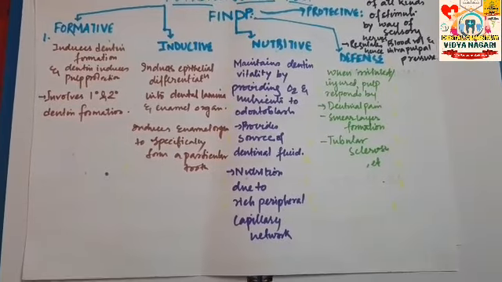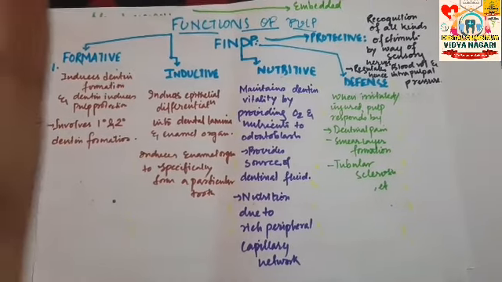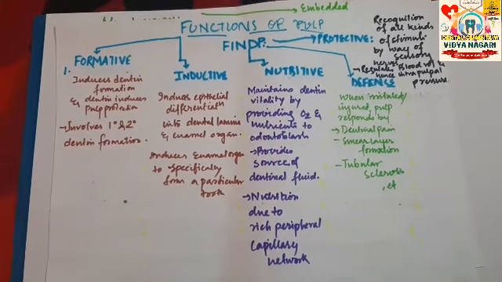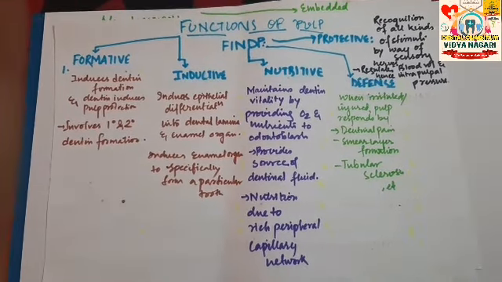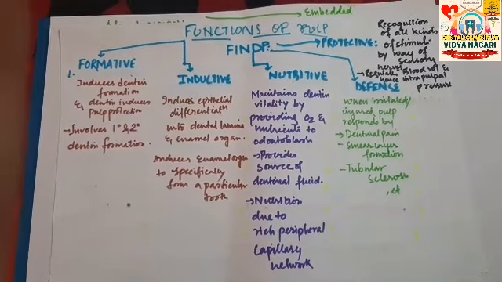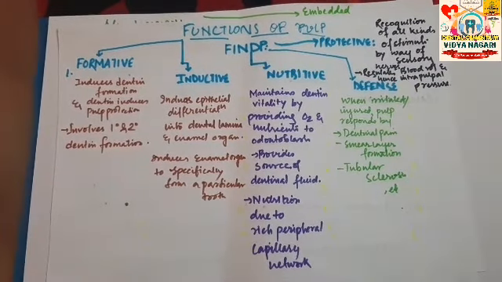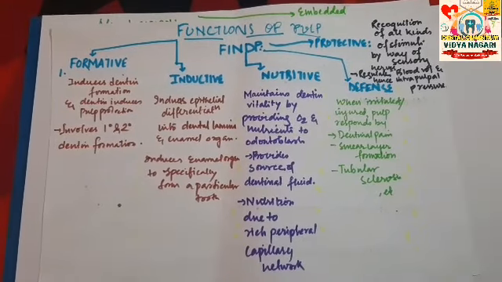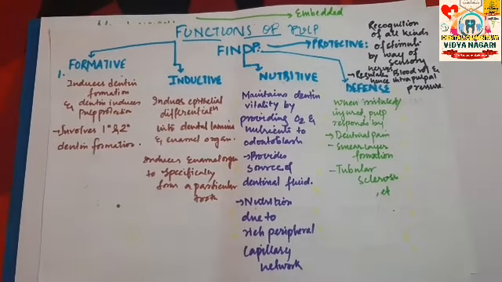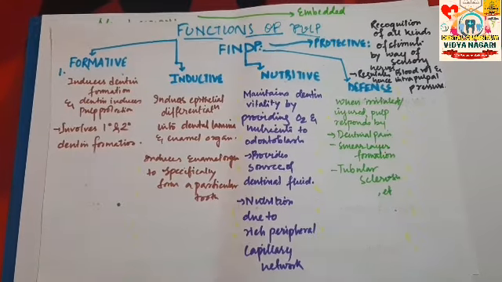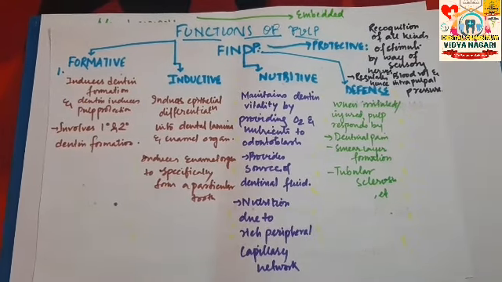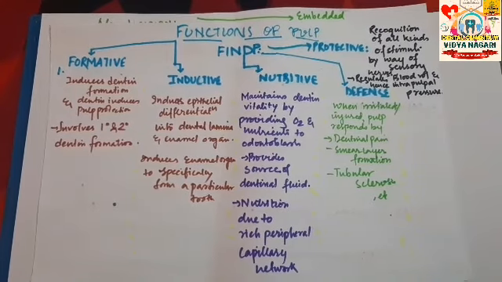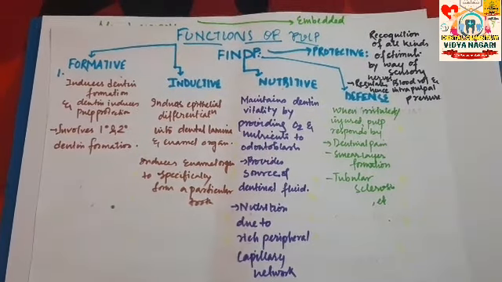Next comes the defensive function of the pulp. When the pulp is irritated or injured, it responds by dentinal pain, smear layer formation, tubular sclerosis, tertiary dentin secretion and so on. The protective function of the pulp includes recognition of all kinds of stimuli with the help of sensory nerves. It regulates blood volume and hence intrapulpal pressure.